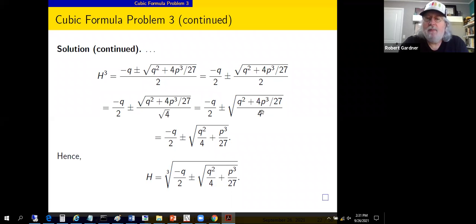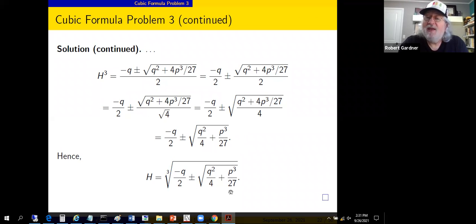This we can split up into something of the form q squared over 4, right? 4p cubed over 4 times 27. Ooh, the 4's cancel, and we get a p cubed over 27. Carrying along the square root stuff, we had h cubed equals this stuff in terms of p and q. So h itself is the cube root of this stuff. And that's exactly what we were supposed to show.